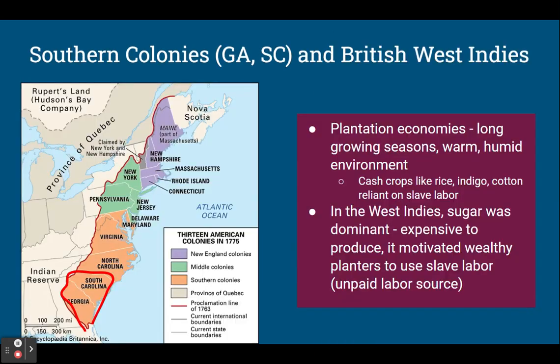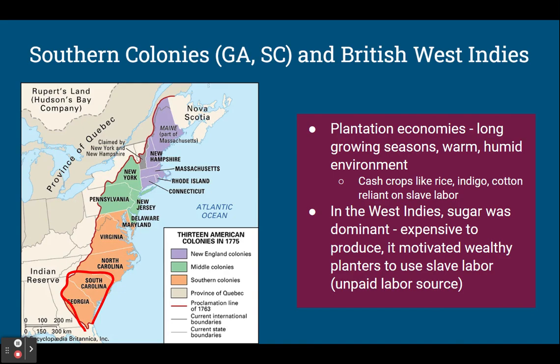Okay, so let's get into the southern colonies and the British West Indies. So when we talk about the southern colonies, just for the purpose of the British colonies in the 17th century, we're really talking about South Carolina and Georgia, and also the British West Indies, which I do not have pictured here. So these developed plantation economies. They had really long growing seasons. They had a warm, humid environment. It was very friendly to cash crops like rice, indigo, cotton, and sugar. They were very reliant on slave labor, especially in the West Indies.